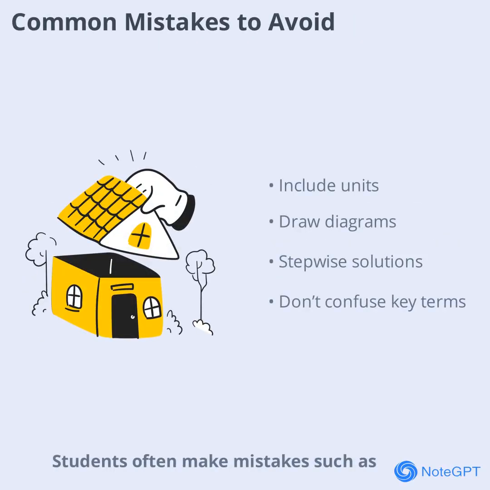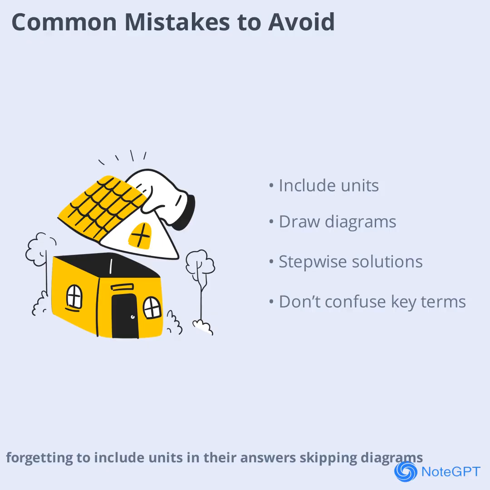Students often make mistakes such as forgetting to include units in their answers, skipping diagrams, or not writing stepwise derivations. Another common error is confusing the threshold frequency with intensity. Make sure you understand the difference between these concepts and always double-check your calculations. Practicing previous years' questions can help you avoid these pitfalls.